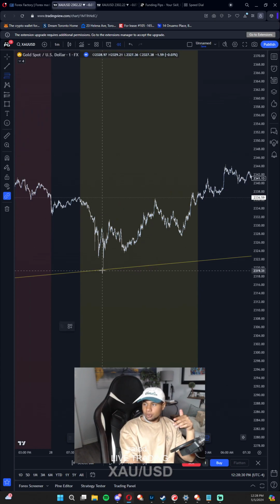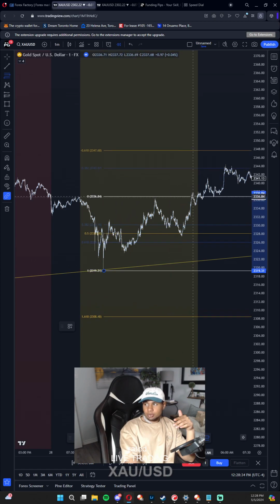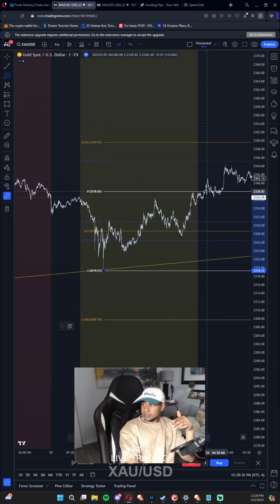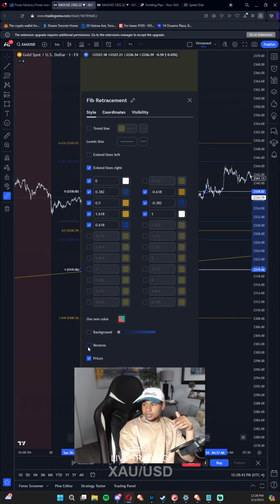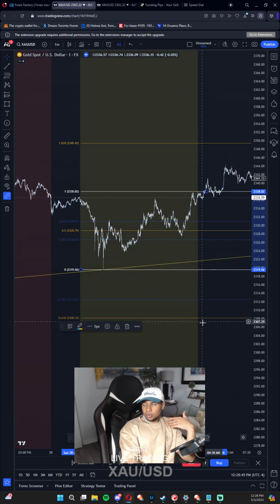Mark up from the lowest point of Asian to the highest point, or highest point to the lowest point, and I believe that is right here. So I'm just going to drag this to the side slightly, and I'm going to inverse them because I want the 0 to be at the bottom and the 1 to be at the top.